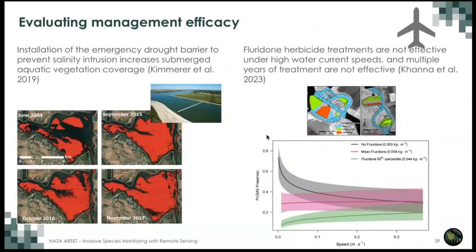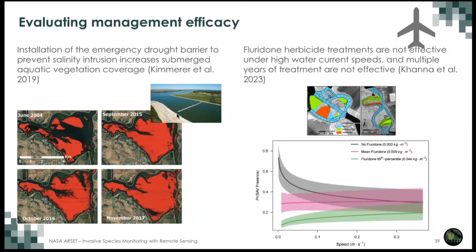We can then use these maps of submerged aquatic vegetation to start evaluating management efficacy. There have been a number of management interventions in the system to try to meet those co-equal goals of conserving the ecosystem while delivering water for people. One of the things that they did is, in 2015, there was a very big drought in California, and they had to install this emergency barrier. It is a rock wall that went across the main river that stopped the intrusion of salinity from the San Francisco Bay, making it down to the water pumps where water is being sent for drinking and for agriculture.